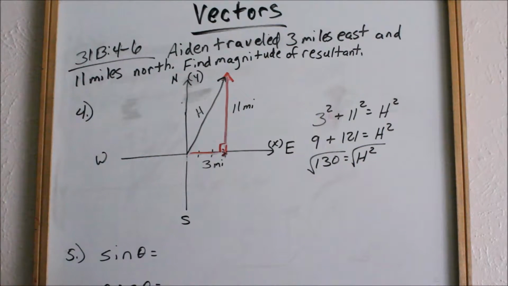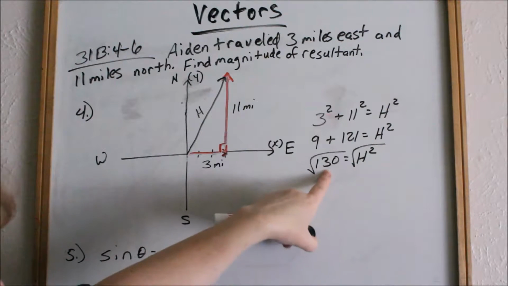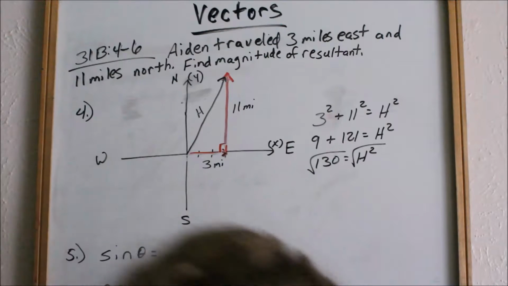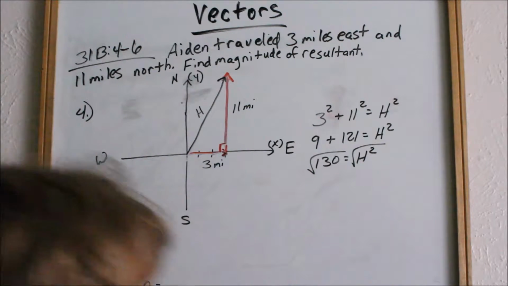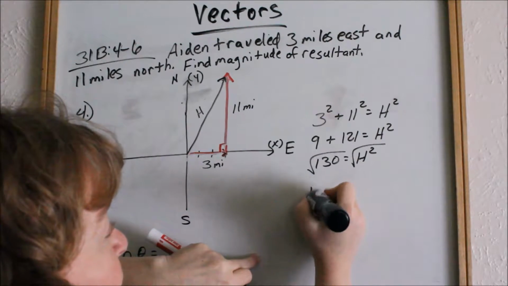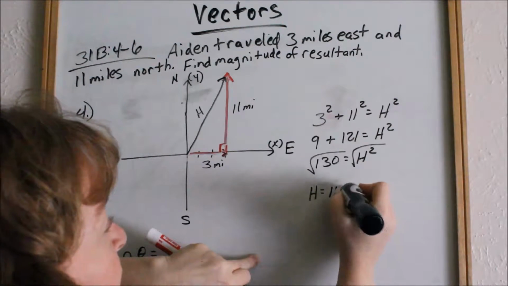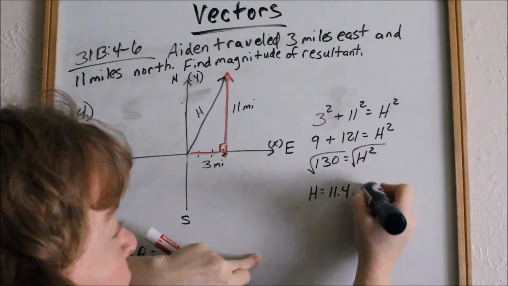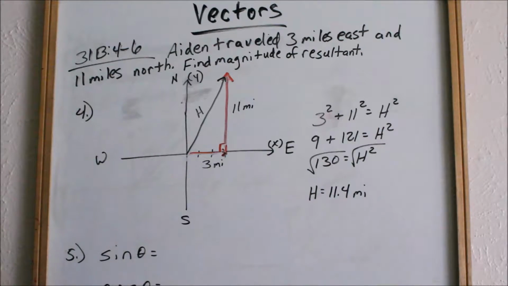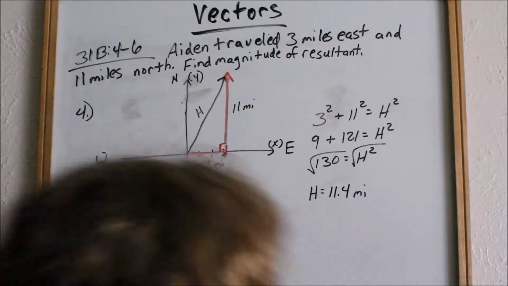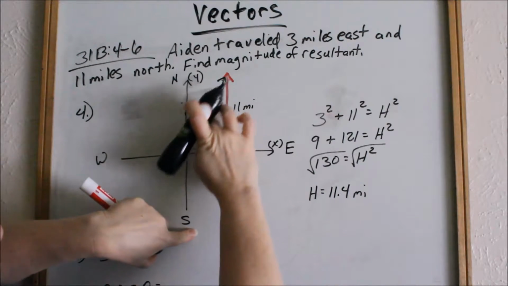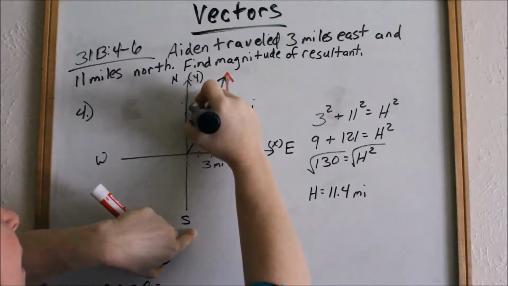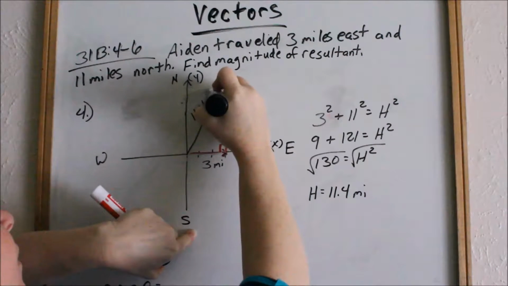I am going to go ahead and put mine in decimal. I'm not going to leave it in radical form. You can simplify this and leave it as a radical, but I'm going to put it into a decimal. So that came out to 11.4. So h equals 11.4 miles. So this hypotenuse, I'm going to label it up here, is 11.4 miles.